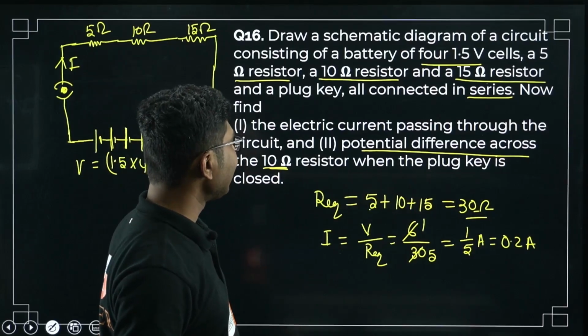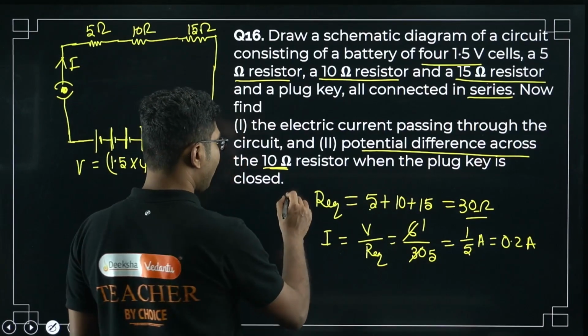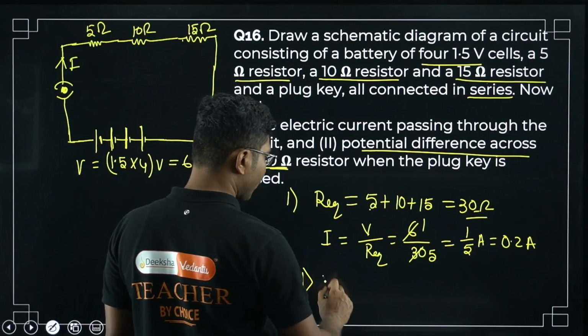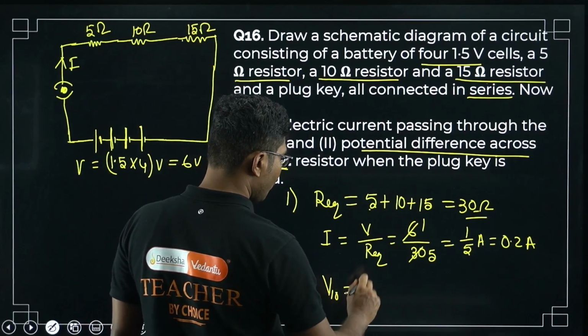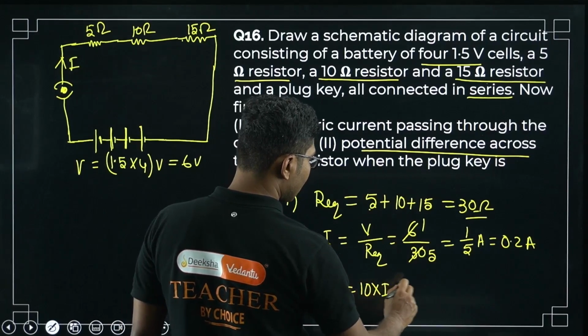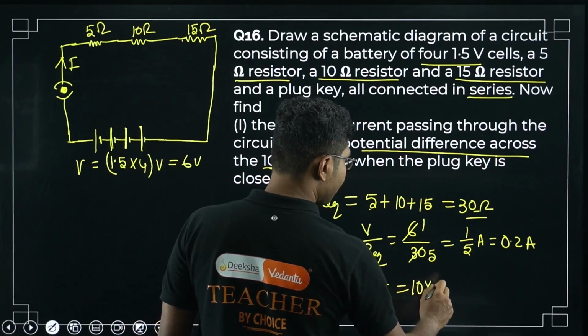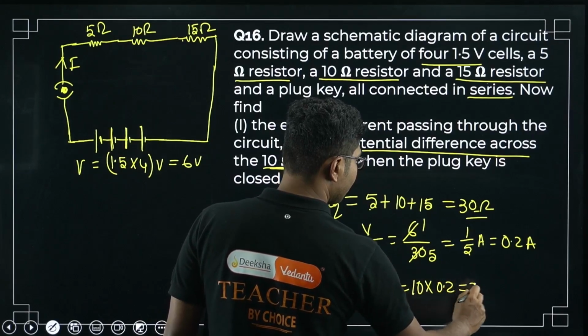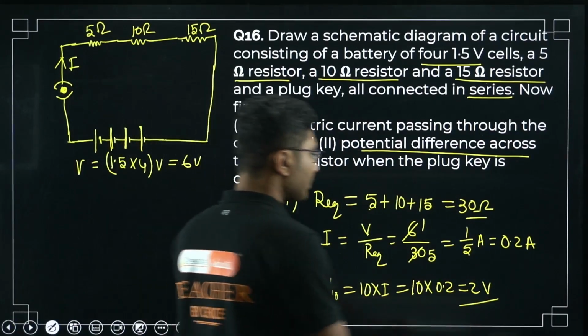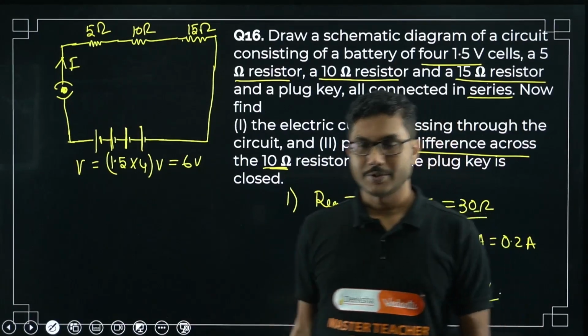Now what is the potential difference across? This is part 1. Part 2 is the potential difference across 10 ohms. The potential difference across the 10 ohm resistor is the resistance, 10 ohm, times the current. 10 ohm times 0.2 is 2 volt. So 2 volt is the voltage drop across the 10 ohm resistor, right?